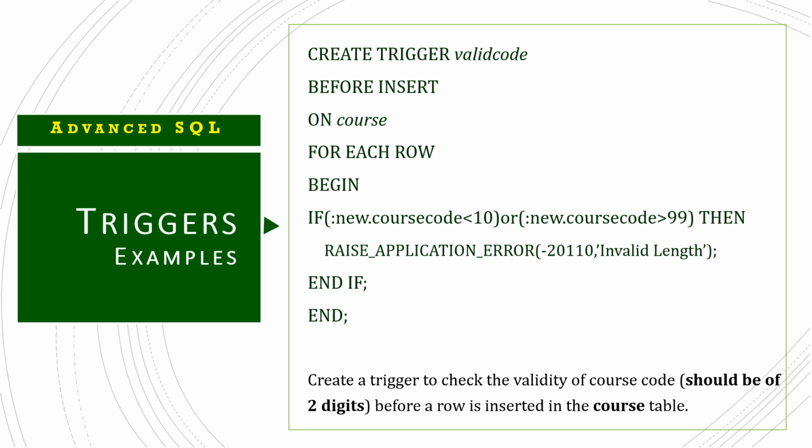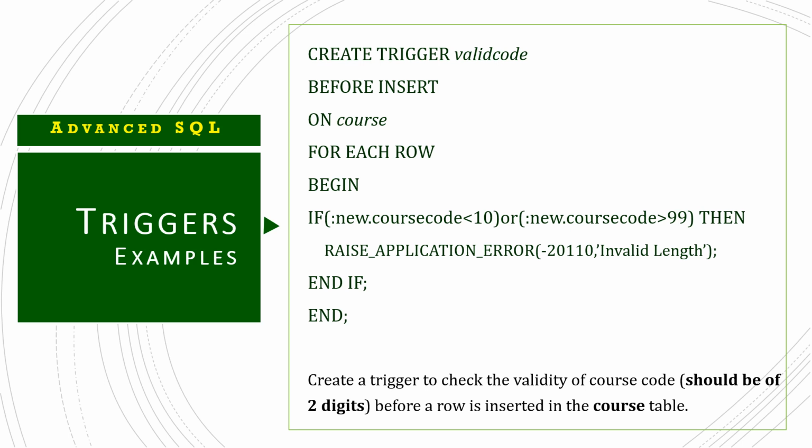Here we are going to create a trigger to check the validity of the course code before a row is inserted in the course table. So we are going to check the validity of the course code. The condition here is that the course code should be a 2-digit number. Okay, fine. We have to check before entering the details into the course table.